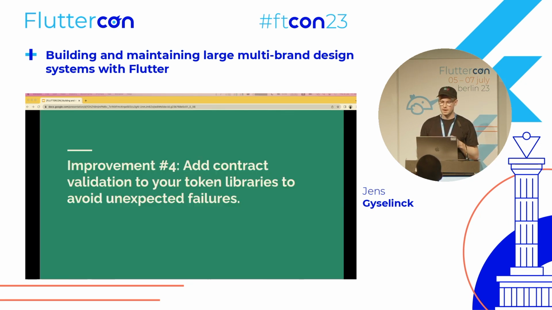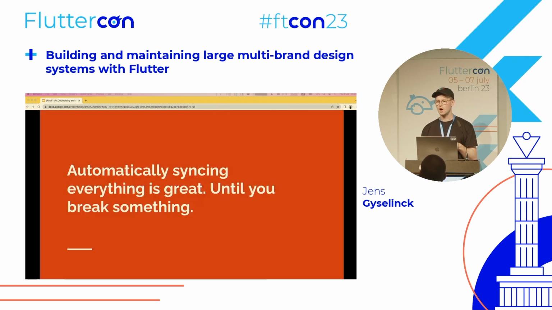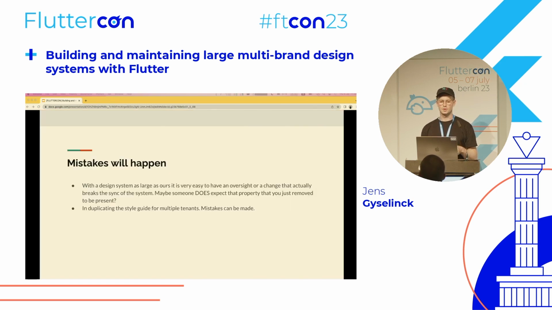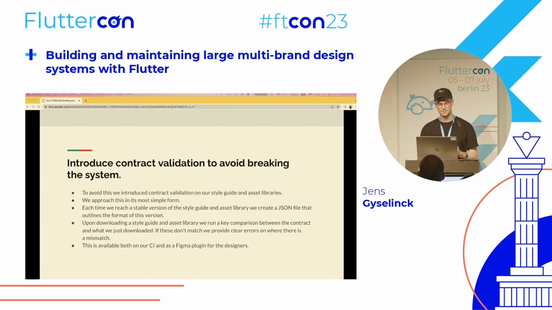Now, when you're doing all of this, that automatic syncing and downloading is all really cool and it speeds up your process a little bit, a lot. But you're probably going to want to add contract validation. Because we noticed very quickly when we started automatically syncing things that automatically syncing things is really great until you break something. And you will, especially with a really large multi-brand design system, you are going to break stuff. For example, if you are just setting up a new style guide or you change a value somewhere and then all of a sudden your sync is broken.